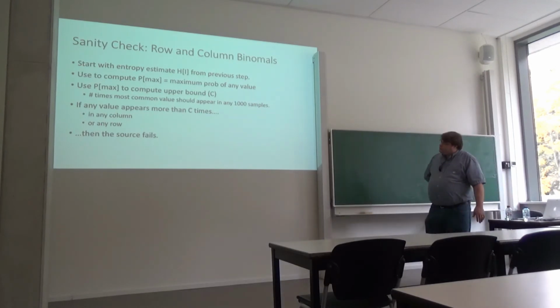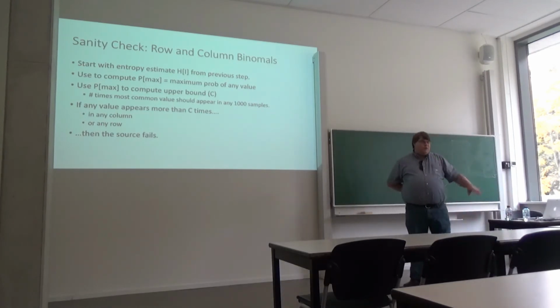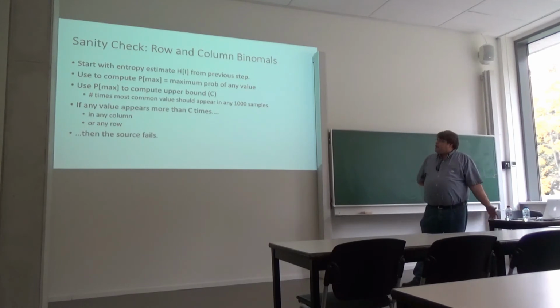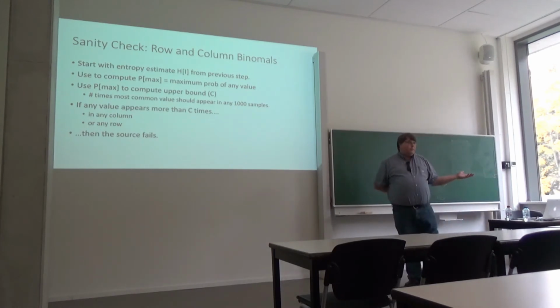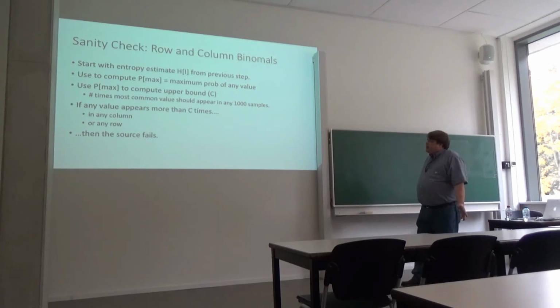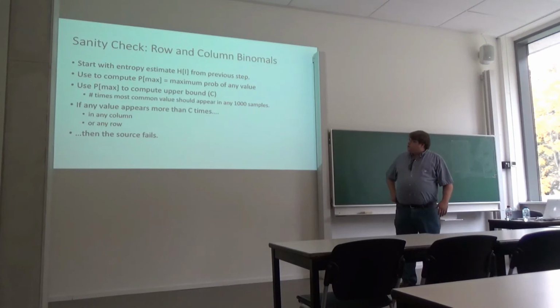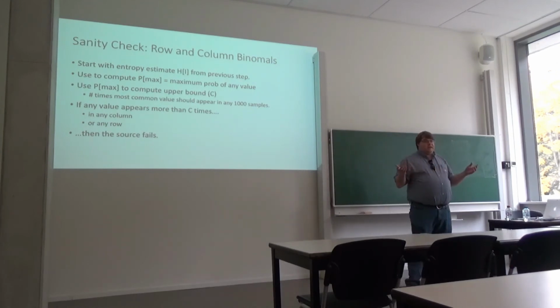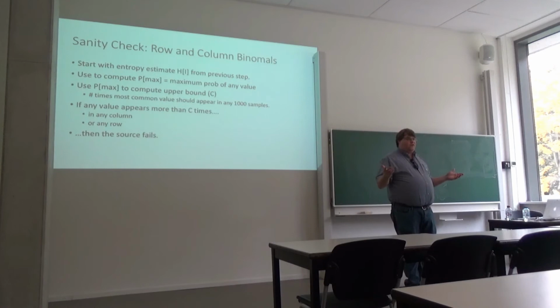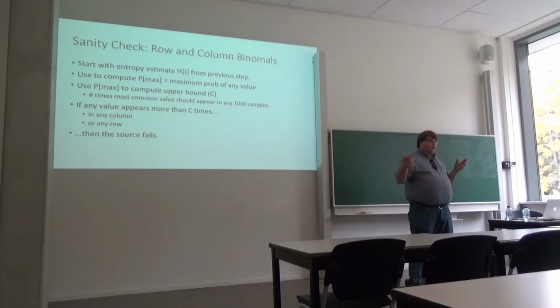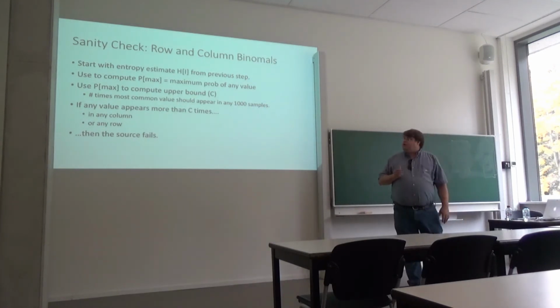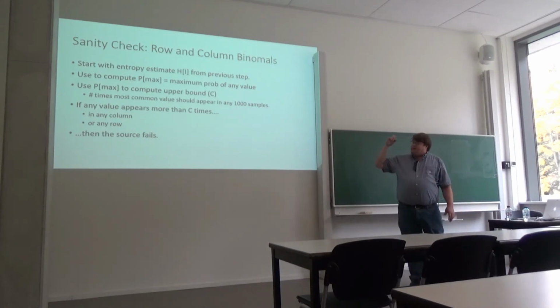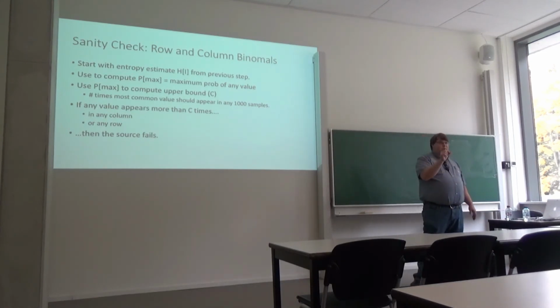So the first thing we do from this, before we even do any more with the row and column data sets, is a sanity check with the binomial distribution. If we think we know the entropy estimate of this source, we're going to estimate P max, the maximum probability of any sample. That is immediately defined from the entropy. Remember, min entropy is just the base 2 log of the maximum probability, so we can always go between these. From this min entropy estimate, I'm going to say, here's my maximum probability.